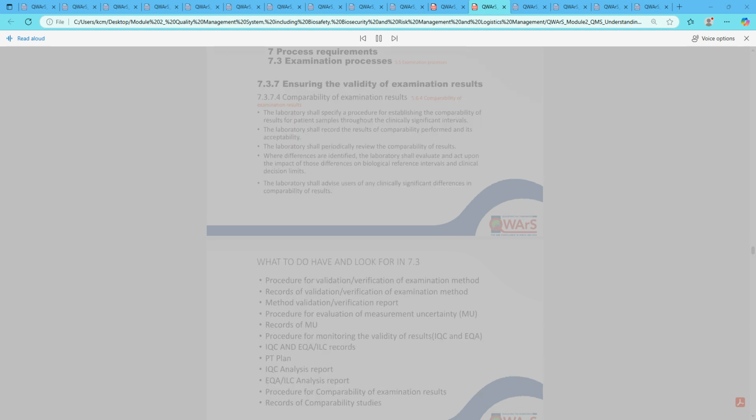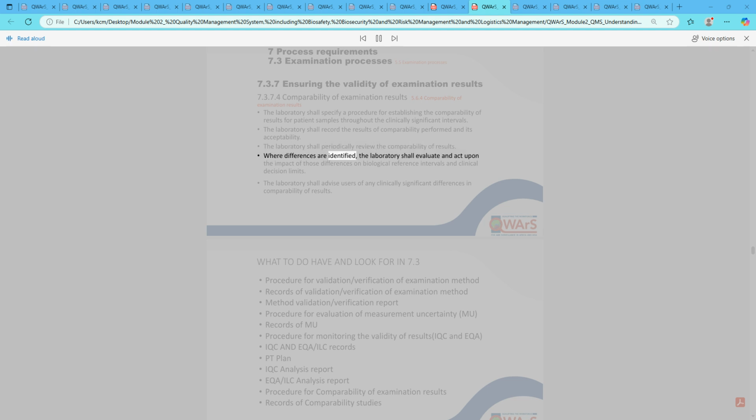7 Process requirements, 7.3 Examination processes, 5.5 Examination processes. 7.3.7.4 Comparability of examination results, 5.6.4 Comparability of examination results. The laboratory shall specify a procedure for establishing the comparability of results for patient samples throughout the clinically significant intervals. The laboratory shall record the results of comparability performed and its acceptability. The laboratory shall periodically review the comparability of results.